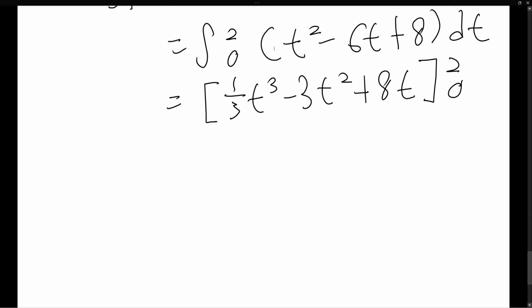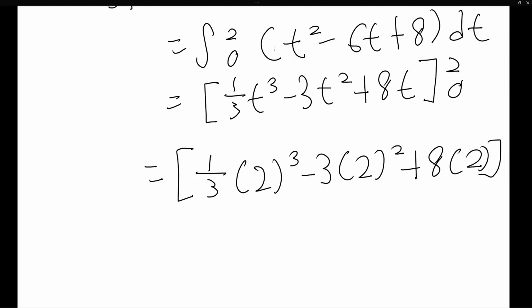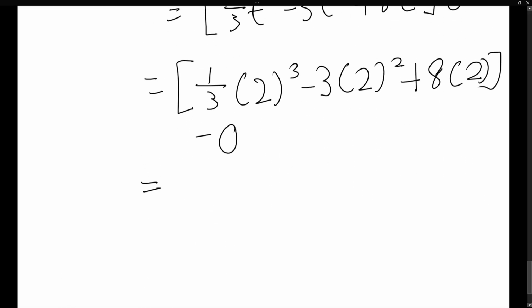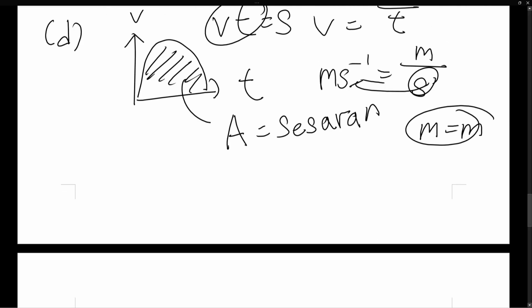As you can see, now we just do normal integration. So we substitute 1 over 3 times 2 cubed minus 3 times 2 squared plus 8 times 2, and then minus 0, because if you substitute 0 everything is 0, so you write that additional step. If you solve it, you will get 20 over 3 meters. Okay, this is going to be the first part of your graph.